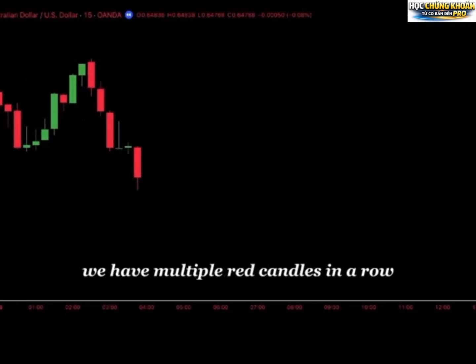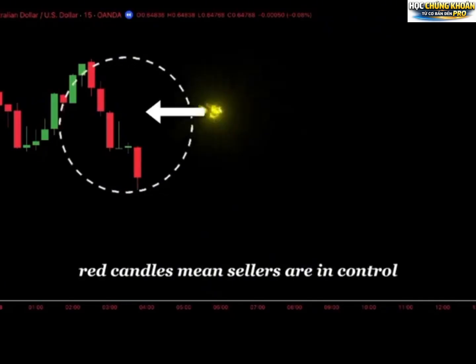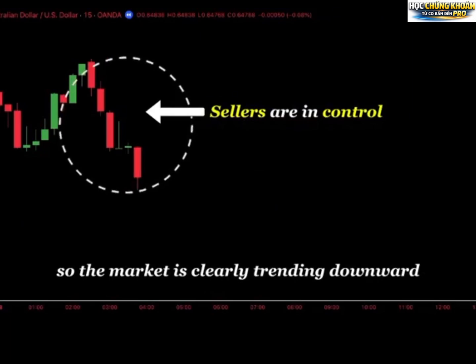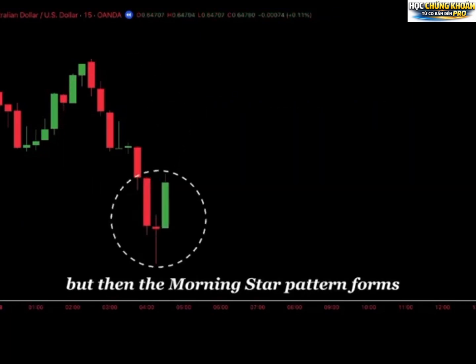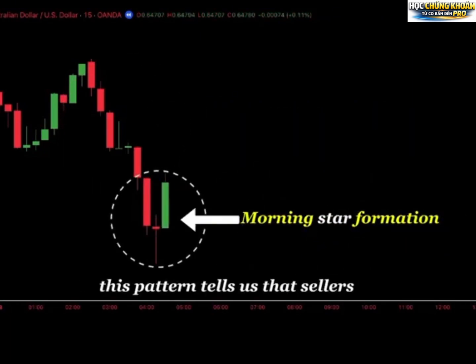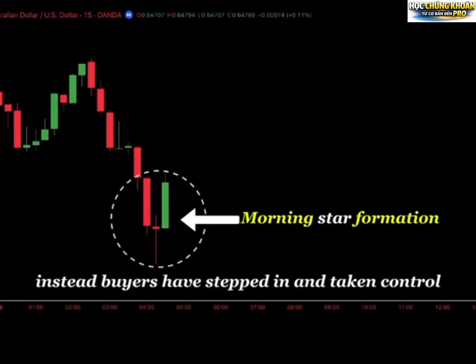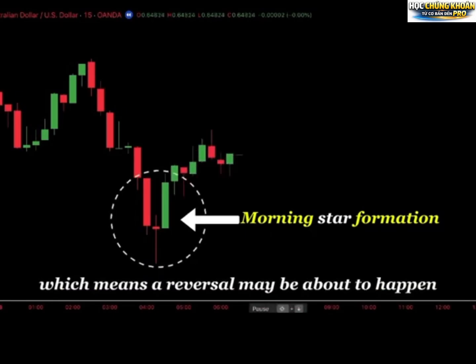As you can see here, we have multiple red candles in a row. As we explained earlier, red candles mean sellers are in control. So the market is clearly trending downward. But then the morning star pattern forms. This pattern tells us that sellers are no longer dominating the market. Instead, buyers have stepped in and taken control, which means a reversal may be about to happen.